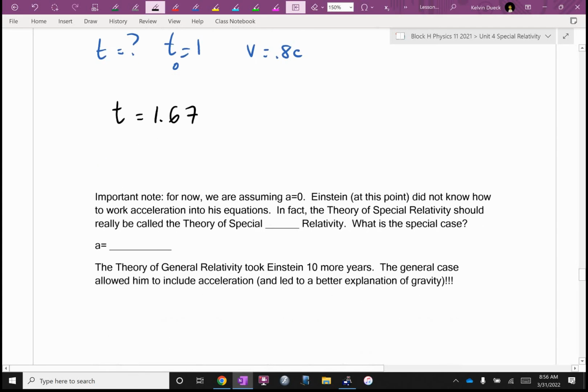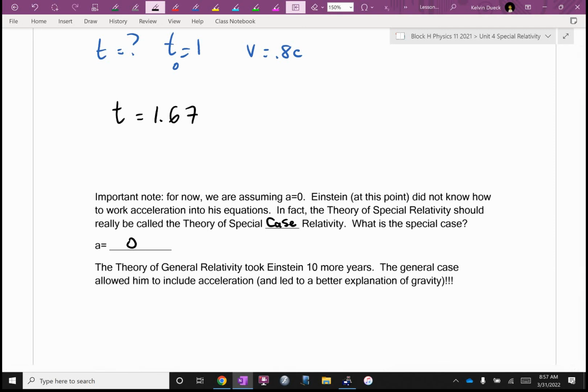Now, little note. For now, we have been assuming that a equals 0. Einstein at this point, around 1904 and 1905, did not know how to work acceleration into his equations. In fact, the theory of special relativity should really be called the theory of special case relativity. And Lily, what's the special case? Oh, a is 0.